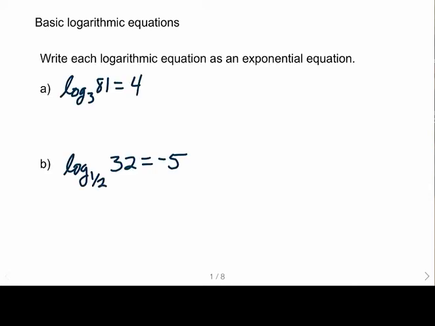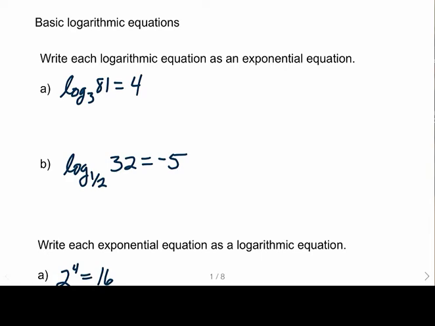In this session, we're going to solve basic logarithmic equations. But before we get to that, we're going to explore converting equations between exponential and logarithmic form. First, we're going to write logarithmic equations as exponential equations.